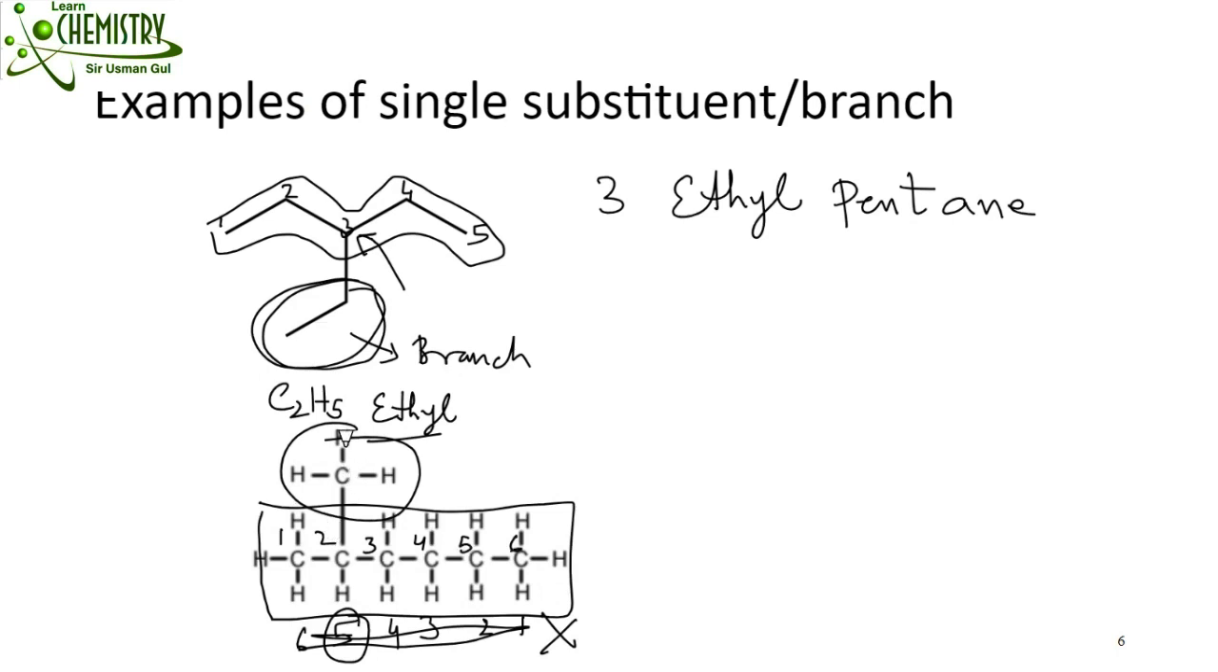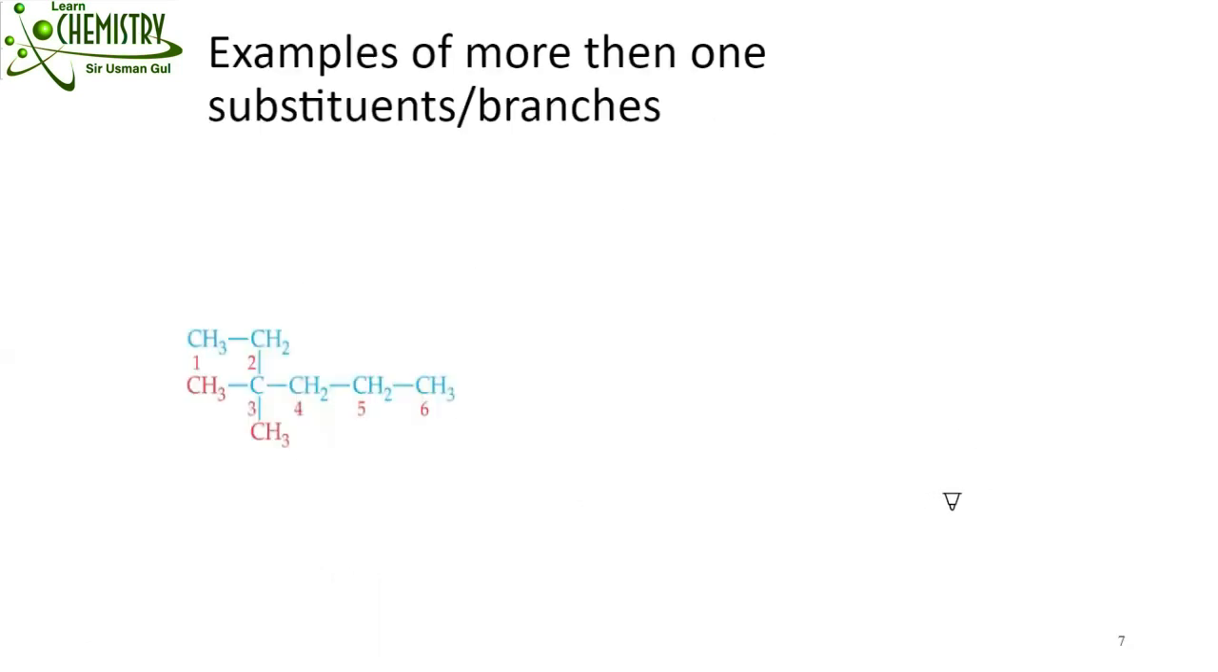The branch, that is CH3, is located on carbon number 2. So first I will write 2, and the branch name is, because it is CH3, methyl, and we have 6 carbon. So 6 carbon has a specific name, that is hex, and the suffix will be ane. Now this one is the example.